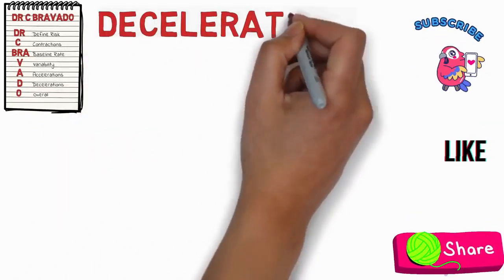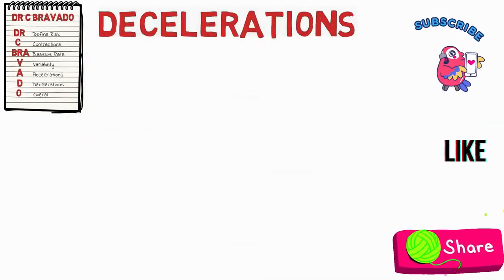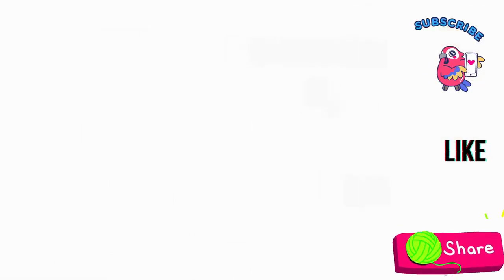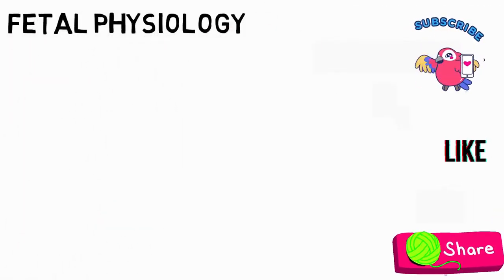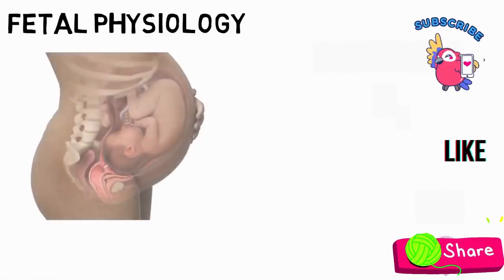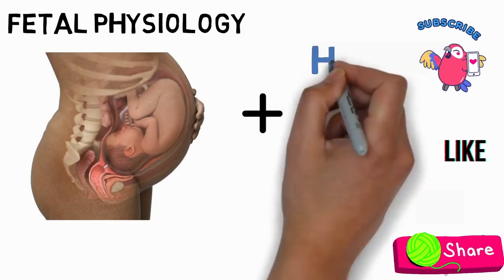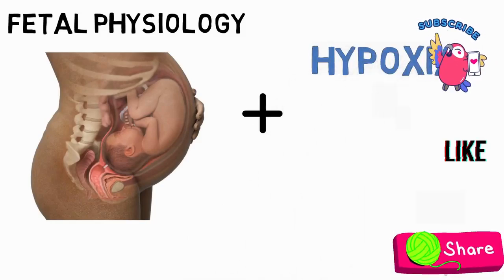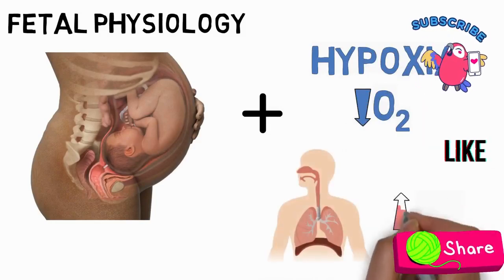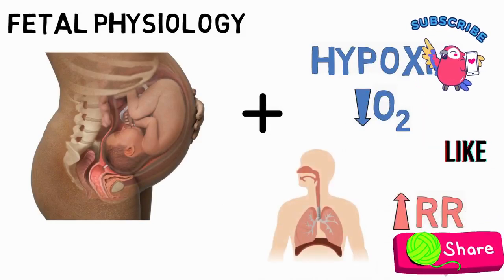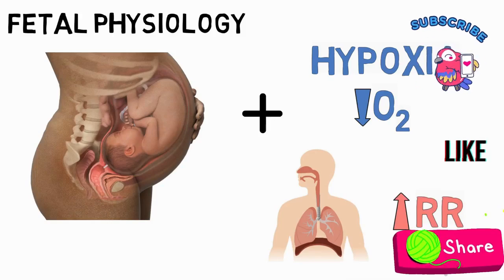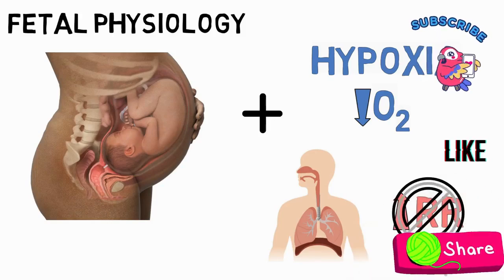So moving on from where we left off, we need to discuss the decelerations next. But first we're going to take a look at some fetal physiology to understand better what decelerations are all about. We need to understand how a fetus reacts to situations of hypoxia during labor. Now a normal adult would react to hypoxia simply by increasing their respiratory rate to increase the oxygen levels in the blood. But of course, this is not possible for a fetus submerged in amniotic fluid.